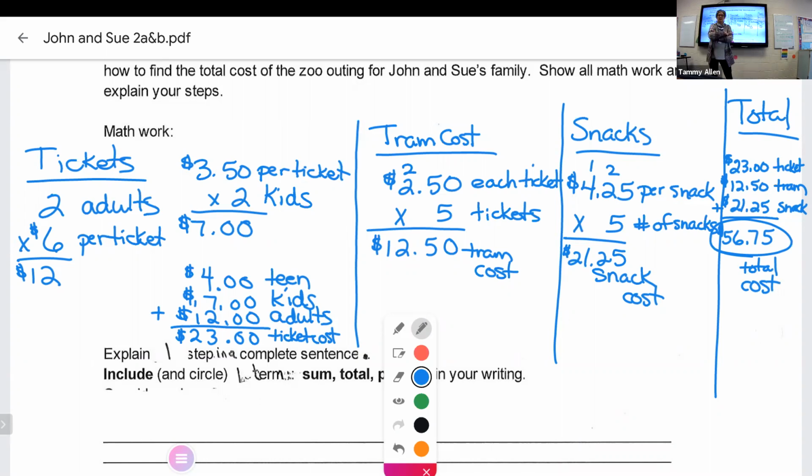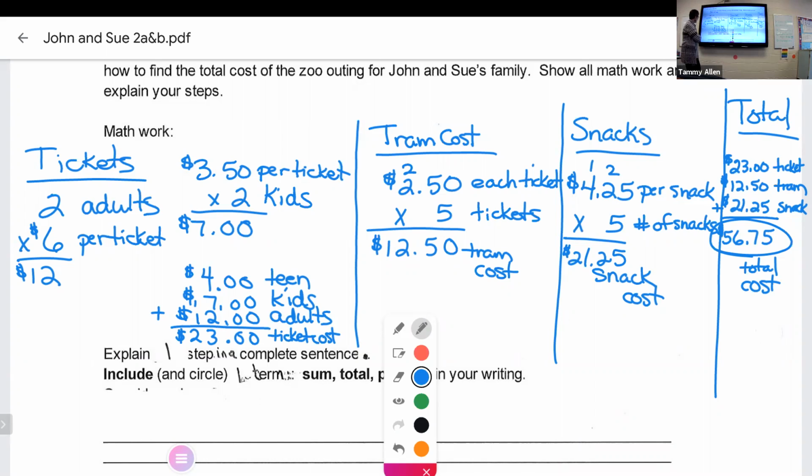Okay. Notice that all of the amounts are labeled with what they are. It is not left to my imagination what your dollar amounts were, what your numbers represented. You are to label what your numbers represent. Okay? Questions on this?